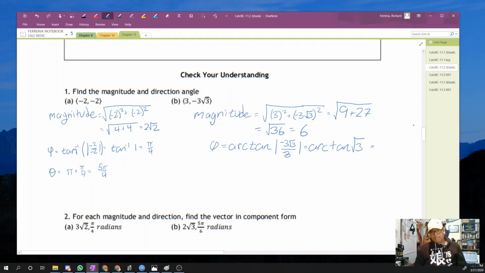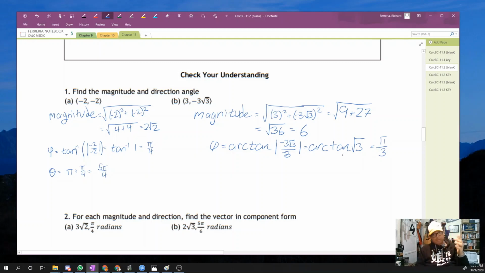If the tangent is sine over cosine, what we're really asking here is when is sine equal to root 3 over 2. So sine is root 3 over 2 at pi over 3. So there's our reference angle. Phi is equal to pi over 3.